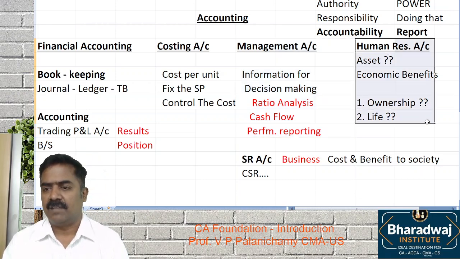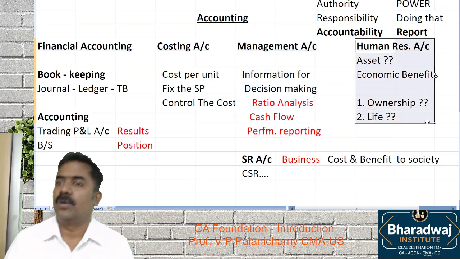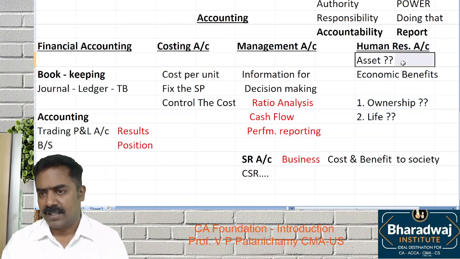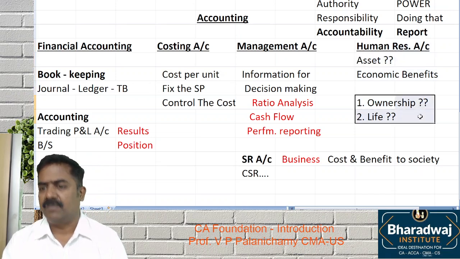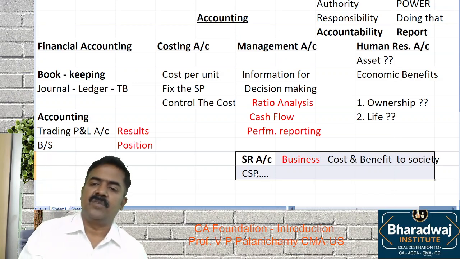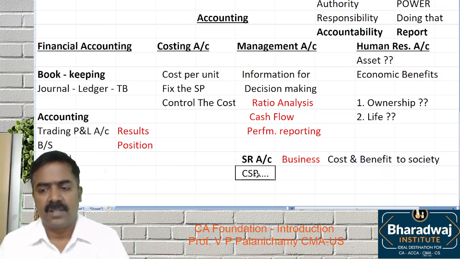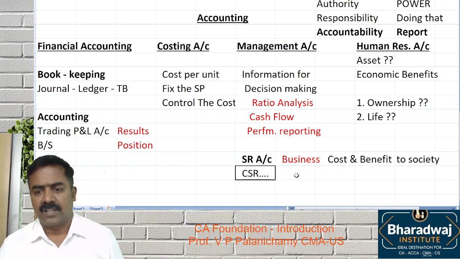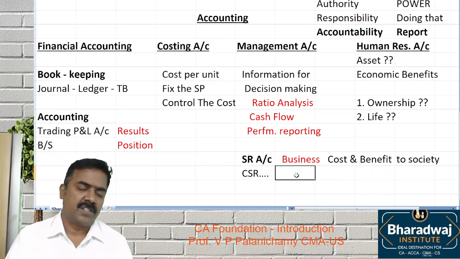Human resource valuation is done, but it cannot be accounted as an asset because of ownership and which one? Life. Social responsibility accounting is nothing but accounting for cost and benefit to the society because of a business. In India we call it as which one? Corporate social responsibility.